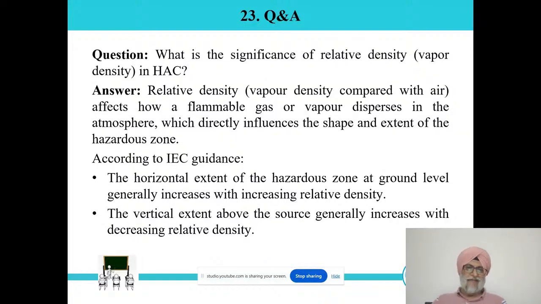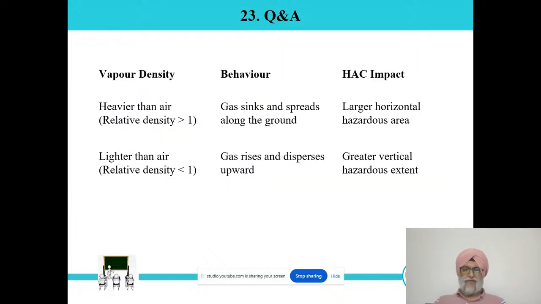The next question is 23. What is the significance of relative density? There is vapor density in HSE. So relative density or vapor density compared with air affects how a flammable gas or vapor disperses in the atmosphere, which directly influences the shape and extent of the hazardous zone. According to IEC guidance, the horizontal extent of the hazardous zone at ground level generally increases with increasing relative density. The vertical extent above the source generally increases with decreasing relative density. Again, this has a role in the calculation also. If you see here, vapor density heavier than air means relative density is higher.